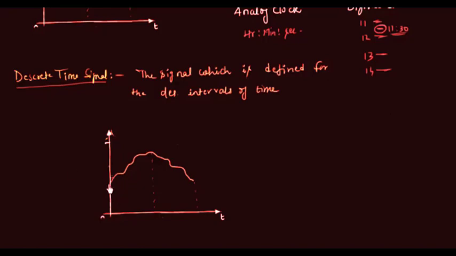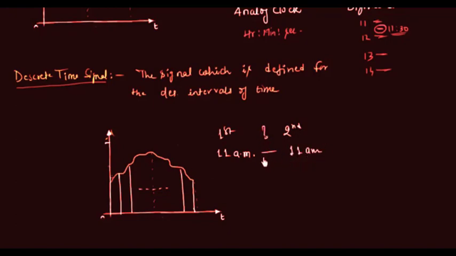By discretized I mean, let's say we are measuring the temperature at 11 o'clock daily. So this is the 11 o'clock of the first day, then this is for the second day, and this is for the last day, and this one is for the second last day. These are for the different days and all are at 11 a.m. So what is between the 11 a.m. of the first day and the 11 a.m. of the second day? We don't know. What is the temperature between the 11 a.m. of the first day and the 11 a.m. of the second day? This value of the temperature is not available to us.